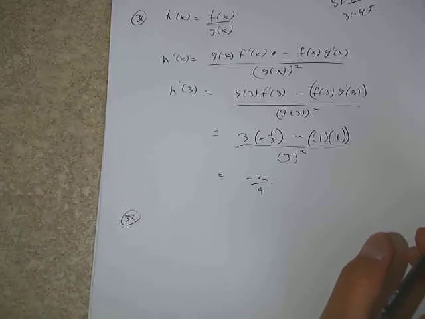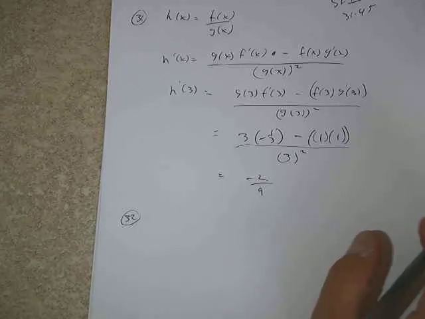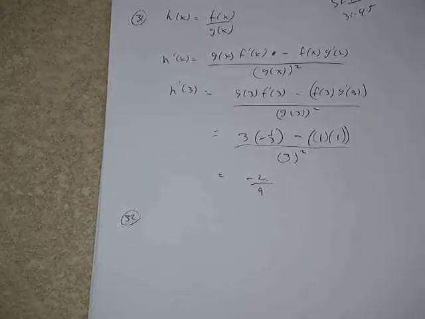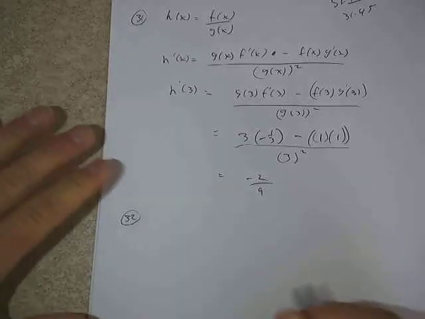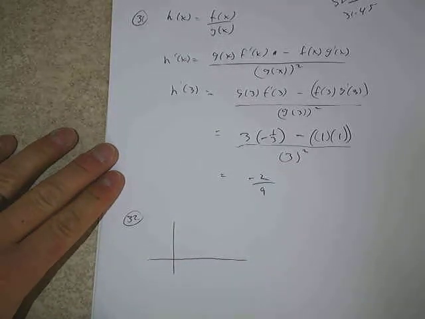32, we have a region that's bounded by the x-axis and the part of the graph of cosine x between 0 and pi over 2. It's divided into two regions by the line x equals c. And if it says that the area of the region between 0 and c is equal to the area of the region between c and pi over 2, then c must be what?